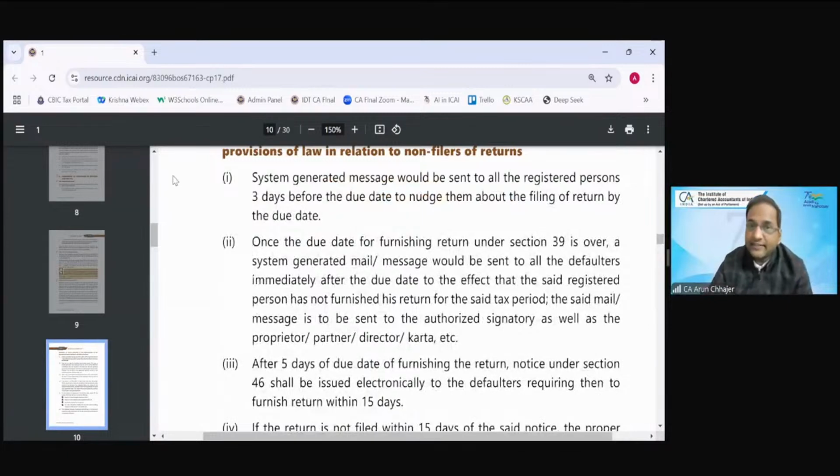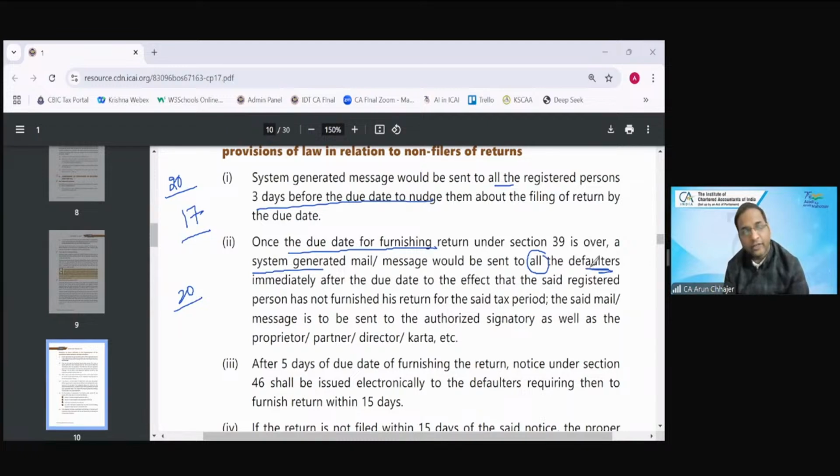उन्होंने कहा, CBIC has given that system will send the message to all the registered persons 3 days in advance before the due date. ठीक है. So let's say due date is 20, so they will give the message by 17. Once the due date is crossed, 20 or whatever the due date is, 22, 24, then again system generated message and mail would be sent to all the defaulters. Defaulter means the person who has not filed the return after the due date. Correct. This time the mail and message will be given to the authorized signatory as well as proprietor, partner, director, karta. So they are also informing the proprietor, partner, director, whatever.